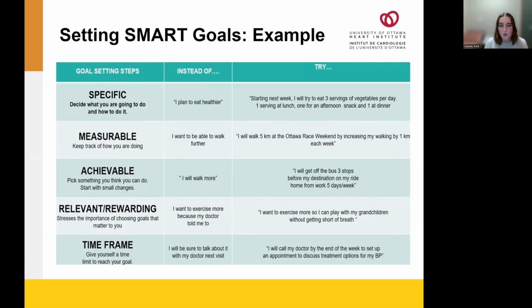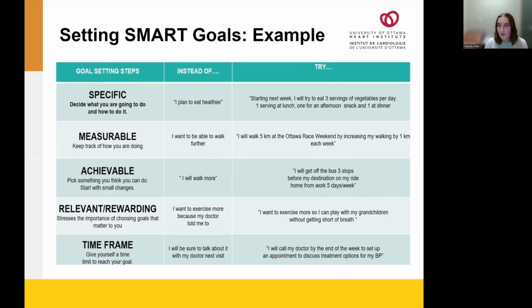It should be relevant or rewarding. So instead of saying, I came to cardiac rehab because my doctor told me to, it should be, I want to exercise more so I can become less short of breath, have more energy, better quality of life, that sort of thing. So again, I always like to tell our patients, coming to cardiac rehab via your doctor's recommendation is a good way to get you in the door, but it's not going to keep you there, right? This goal and this program, it has to matter to you in order to continue with it and succeed, that sort of thing.